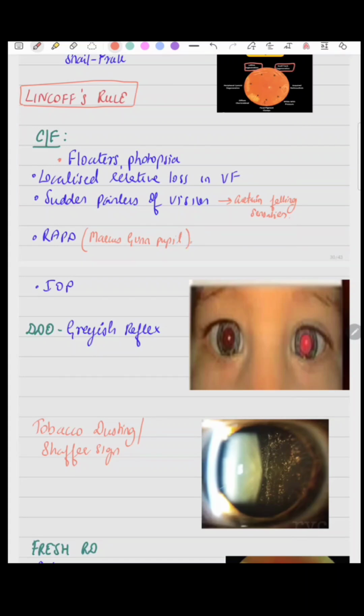Intraocular pressure is usually lower by about less than 5 mm compared to the other eye, due to the RD. Now distant direct ophthalmoscopy reveals a greyish reflex. Normally there should be a red reflex. In the quadrant of retinal detachment, there is a greyish reflex. The normal red reflex is lost because of detachment.